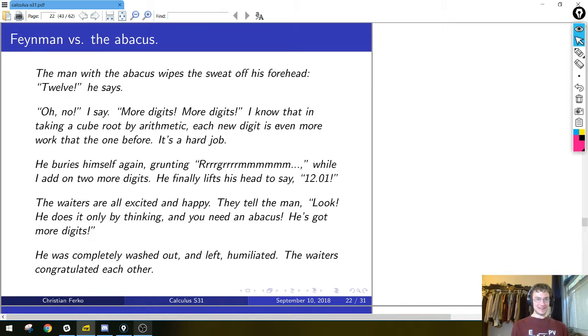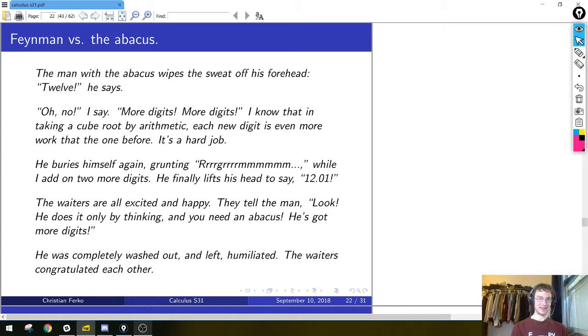I know that in taking a cube root by arithmetic, each new digit is even more work than the one before. It's a hard job. He buries himself again, grunting, while I add on 2 more digits. He finally lifts his head to say 12.01. The waiters are all excited and happy. They tell the man, 'Look, he does it only by thinking and you need an abacus, and he's got more digits.' He was completely washed out and left humiliated, and the waiters congratulated each other.